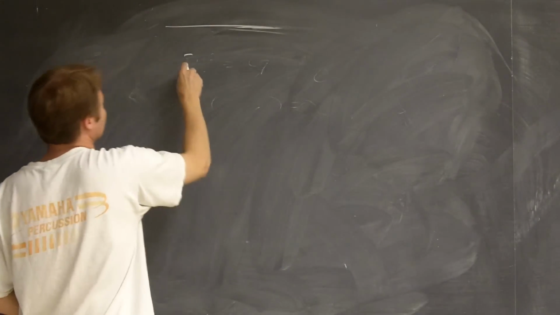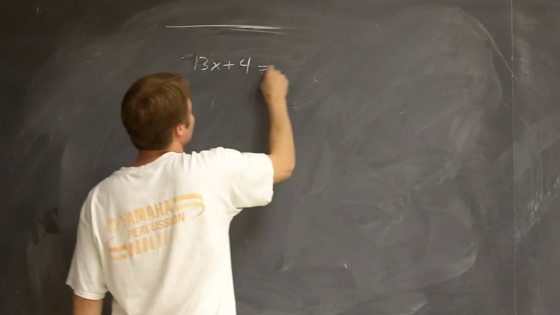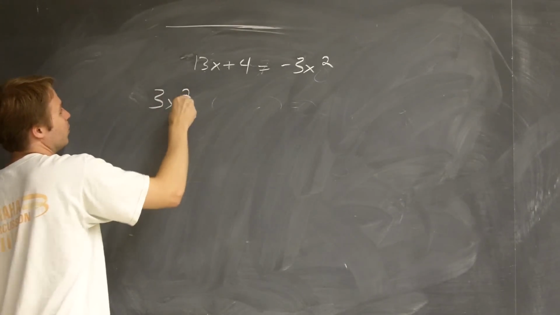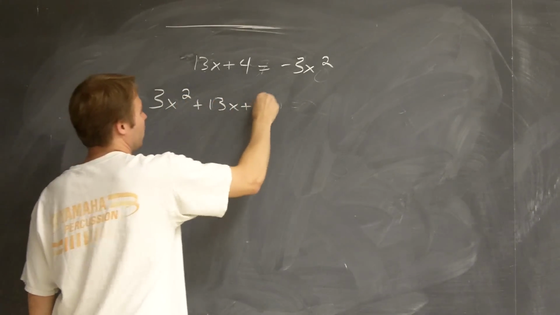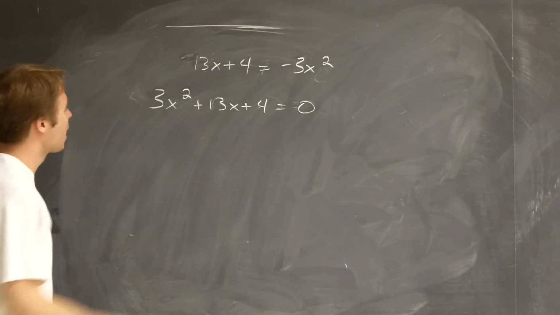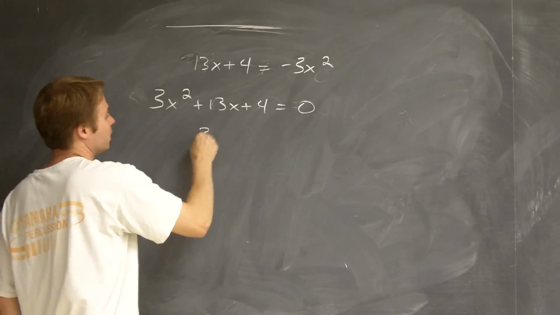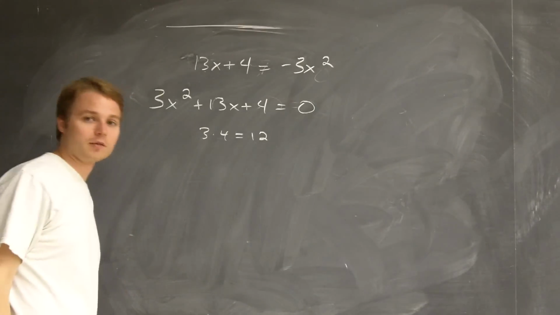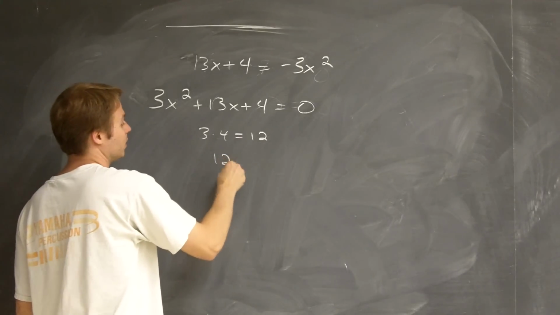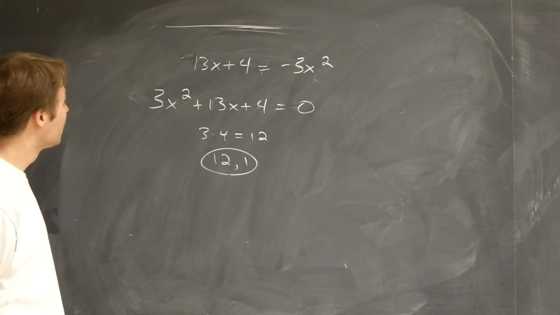Another example, let's see, something like this, 13x plus 4 is equal to negative 3x squared. Again, just add the 3x squared to both sides, and then you have it equal to 0. Now I should be able to hopefully factor this. So 3 times 4 is equal to 12, so I'm looking for the two numbers that multiply to equal 12 but add to equal 13. So this should be 12 and 1, right? 12 times 1 is 12, but 12 plus 1 is also 13.